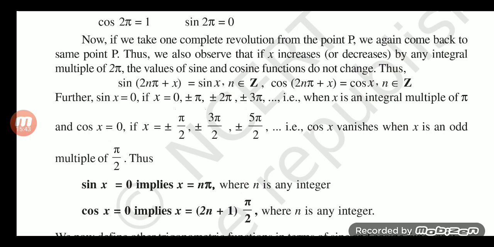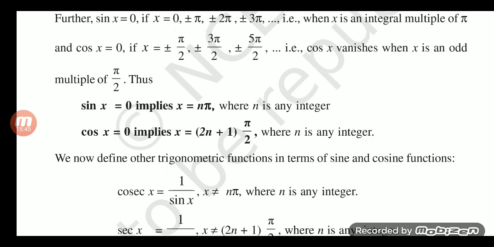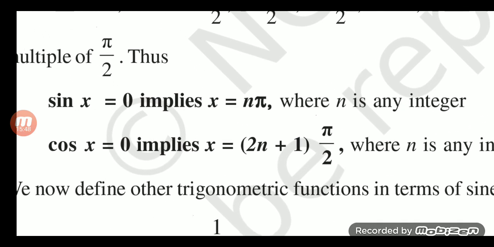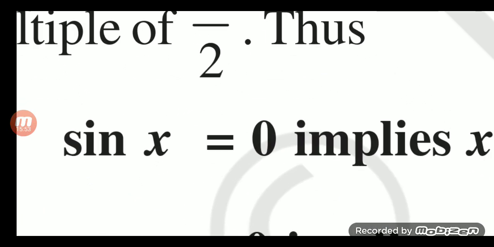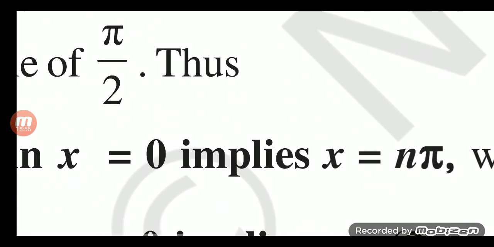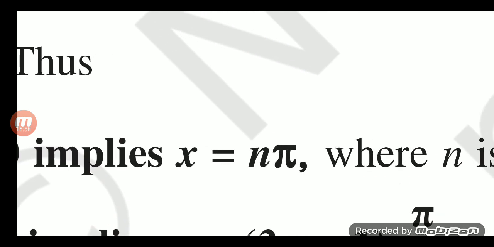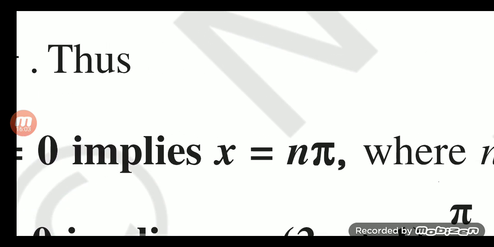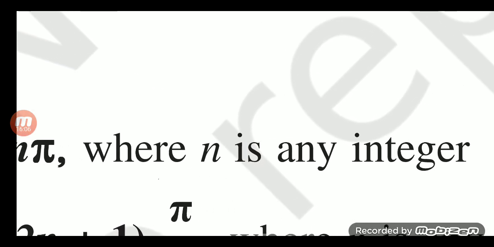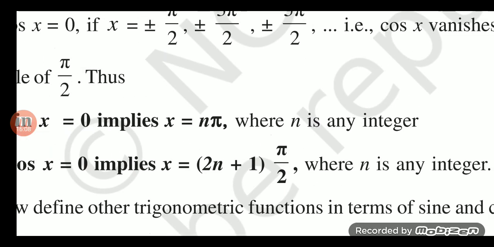So it's written down here also: sine x is equal to 0 implies x equals n pi. So sine x is equal to 0 where x is n pi and n is any integer of the world. It could be minus 77777 till infinity, or it could be plus 666.